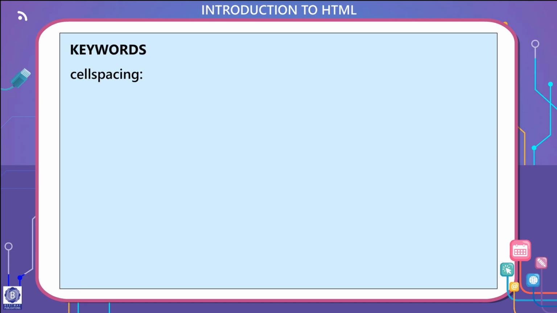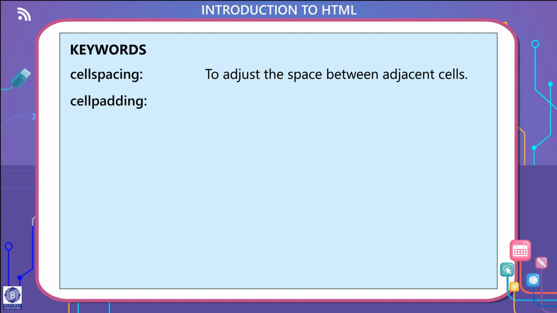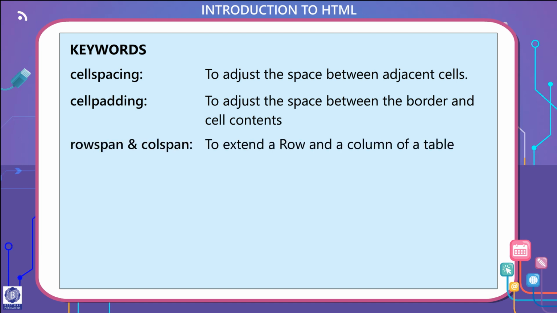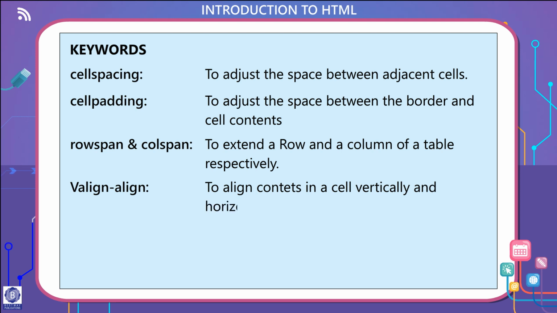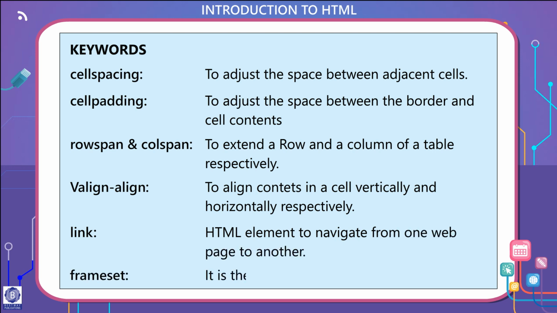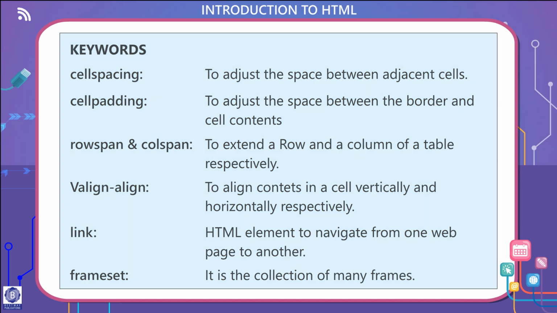Keywords. Cellspacing, to adjust the space between adjacent cells. Cellpadding, to adjust the space between the border and cell contents. Rowspan and colspan, to extend a row and a column of a table respectively. Valign and align, to align contents in a cell vertically and horizontally respectively. Link, an HTML element to navigate from one web page to another. Frameset is the collection of many frames.